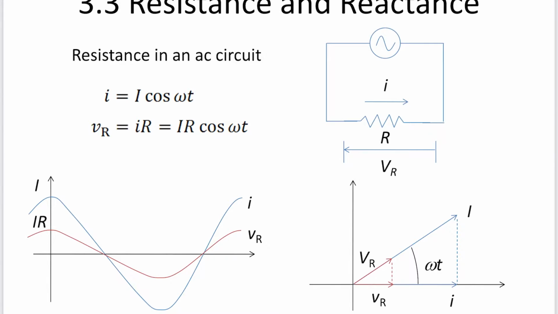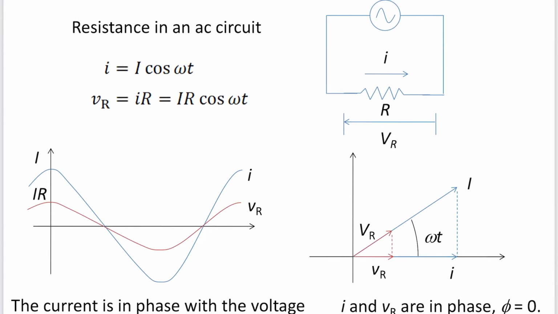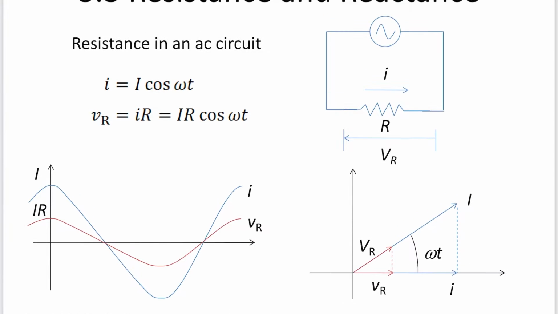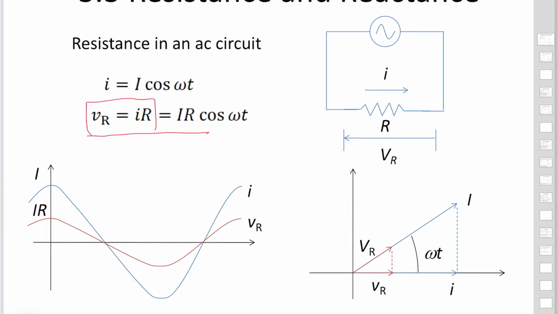First element is a resistor. Resistance in the AC circuit. So as I explained, current is expressed I equal I cosine omega t. Then voltage difference between the two ends of the resistance is expressed as I times R, resistance. So substituting, the voltage difference is IR cosine omega t.